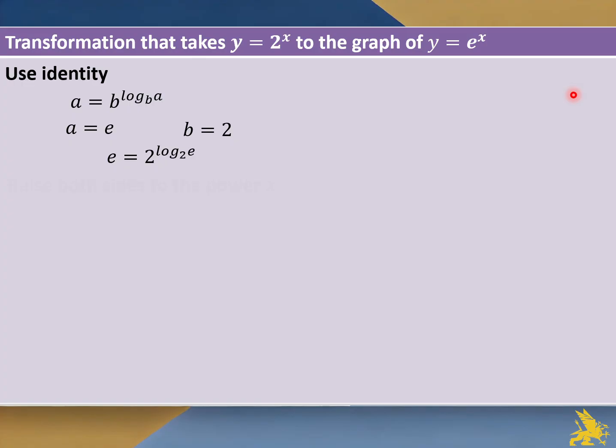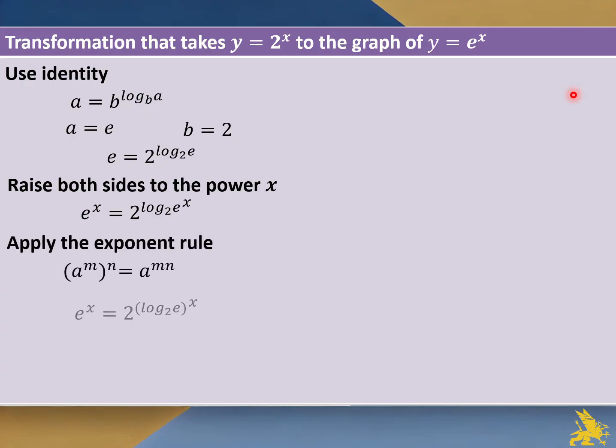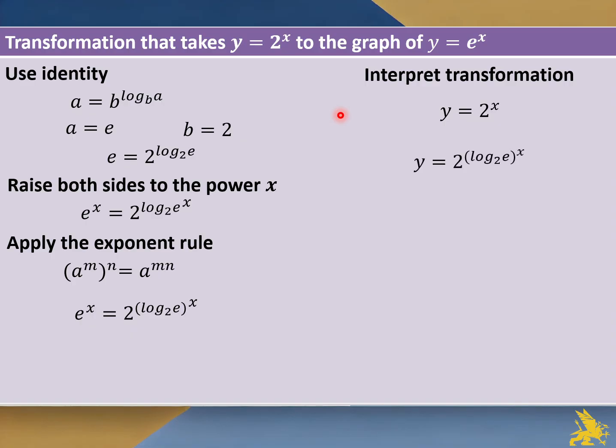We're going to raise both sides to the power of x, and we're going to apply the exponent rule. Now I've done that, I'm going to interpret this. So if I'm interpreting, we need to be thinking about we started off with y is equal to 2 to the power of x, and we are getting it to y is equal to 2 to the power of (log base 2 of e) times x.